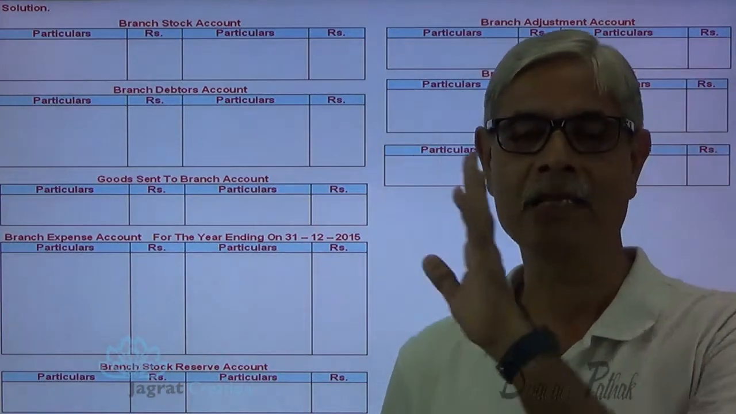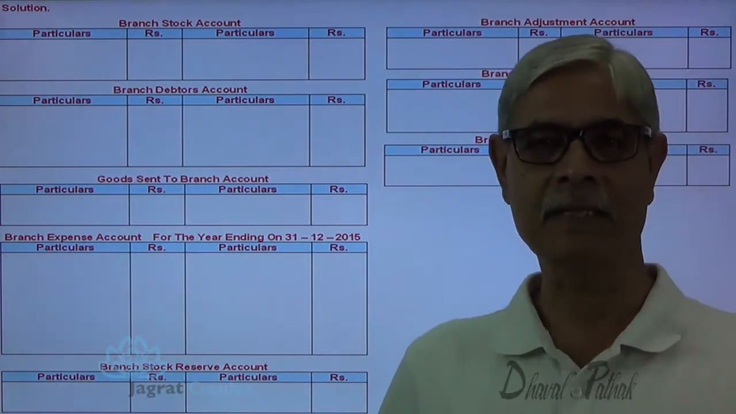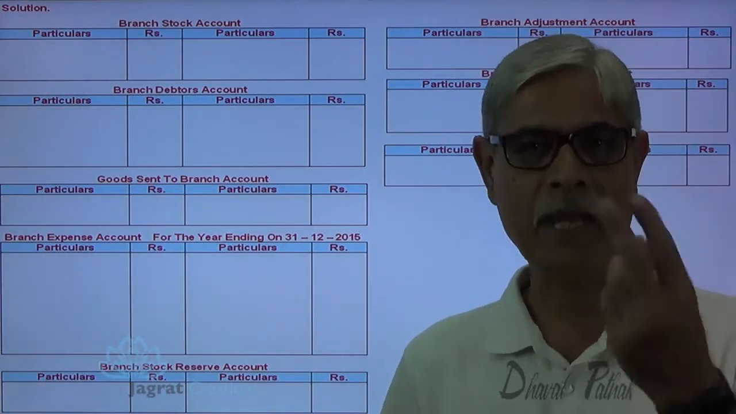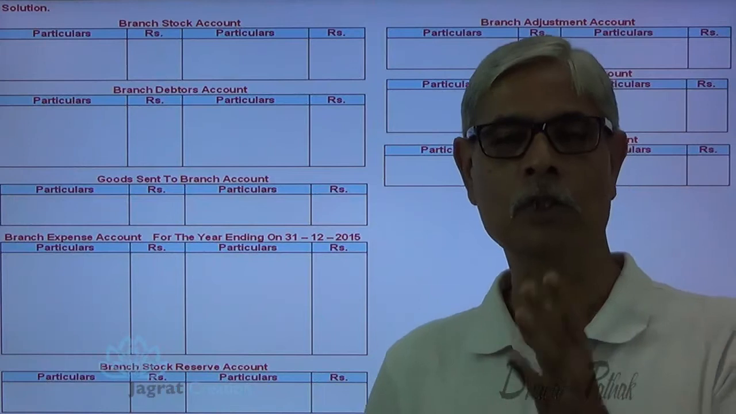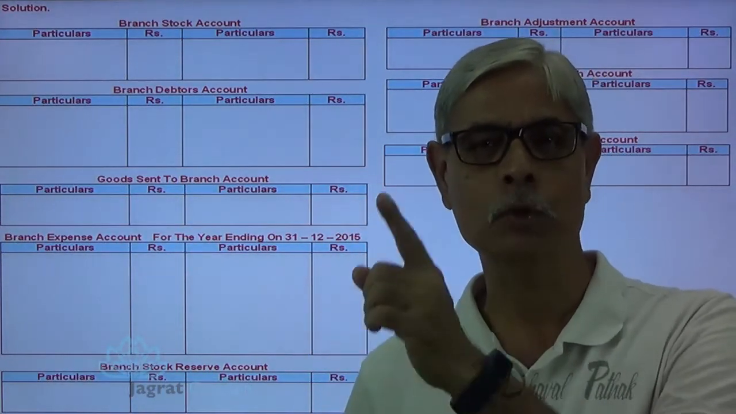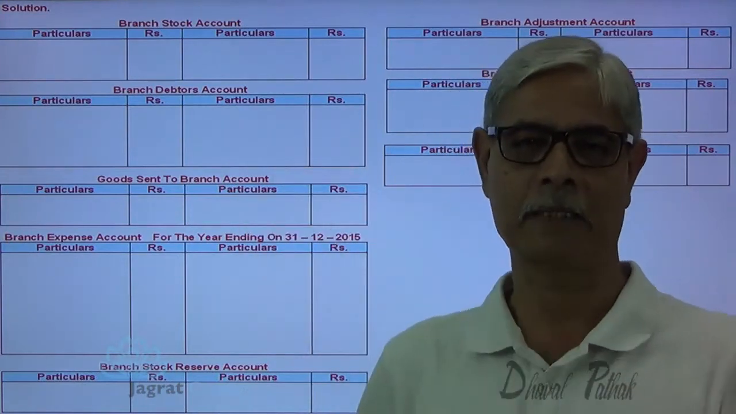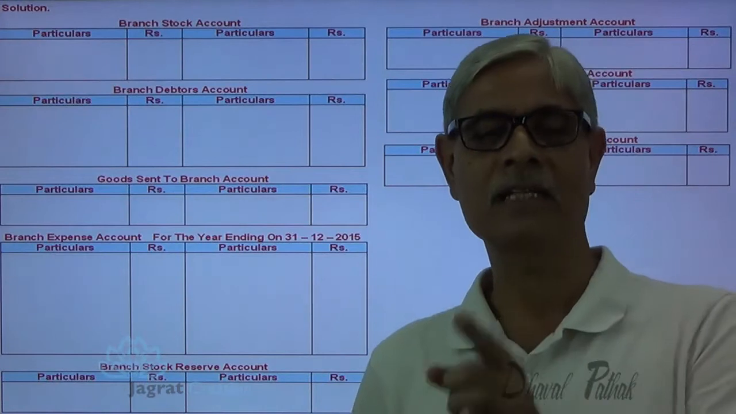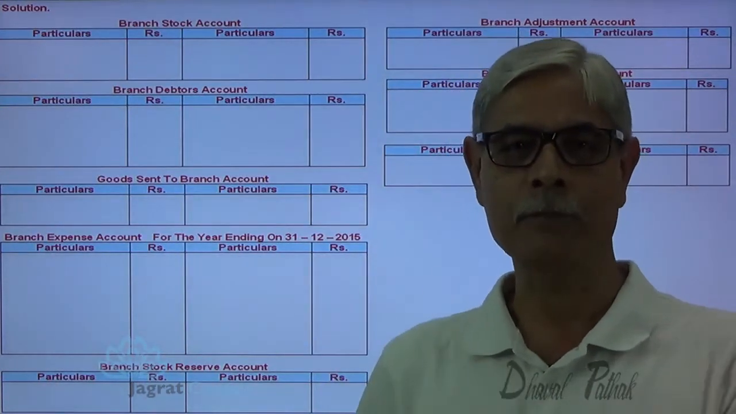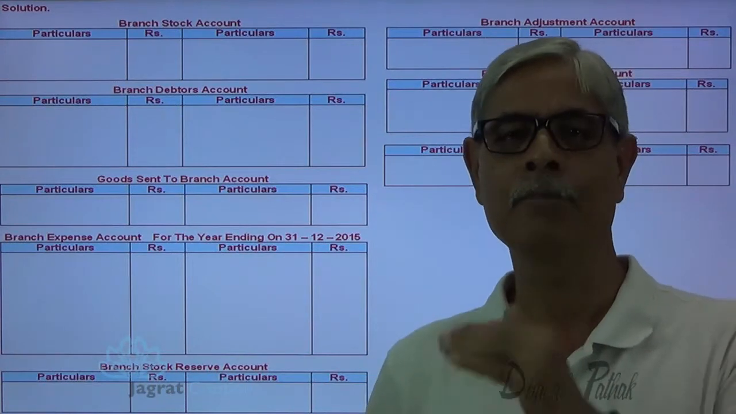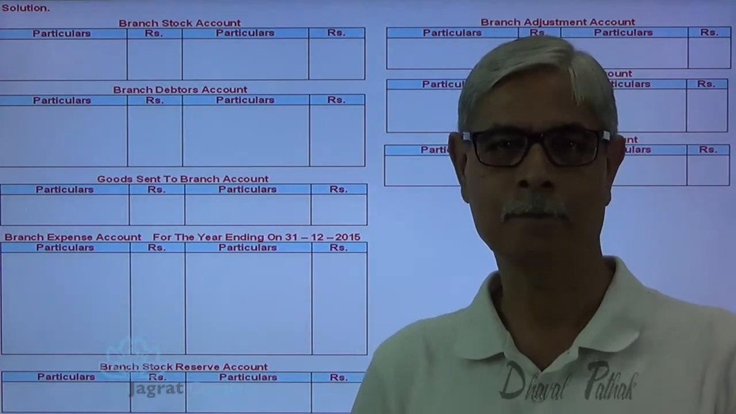Goods are sent to the branch at an invoice price in this sum also, as in the previous 2 sums, the previous 2 lectures. In those, the goods were sent to the branch at an invoice price, and the branch sold all the goods at an invoice price. In this sum also, the goods are sent to the branch at an invoice price, but the goods are sold by the branch in this sum above the invoice price.